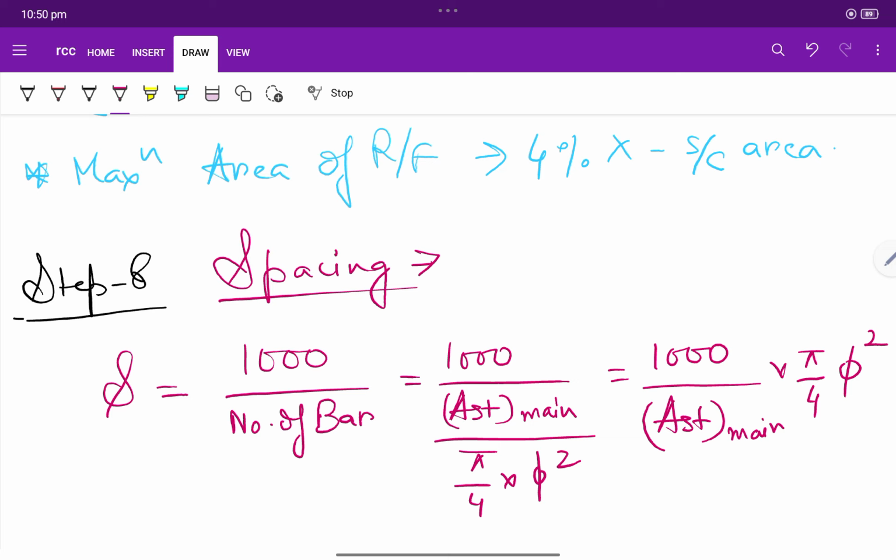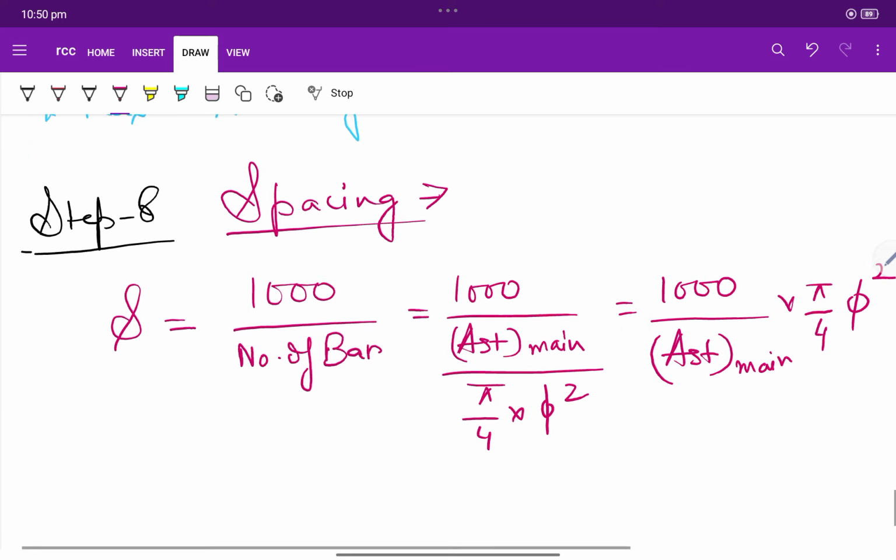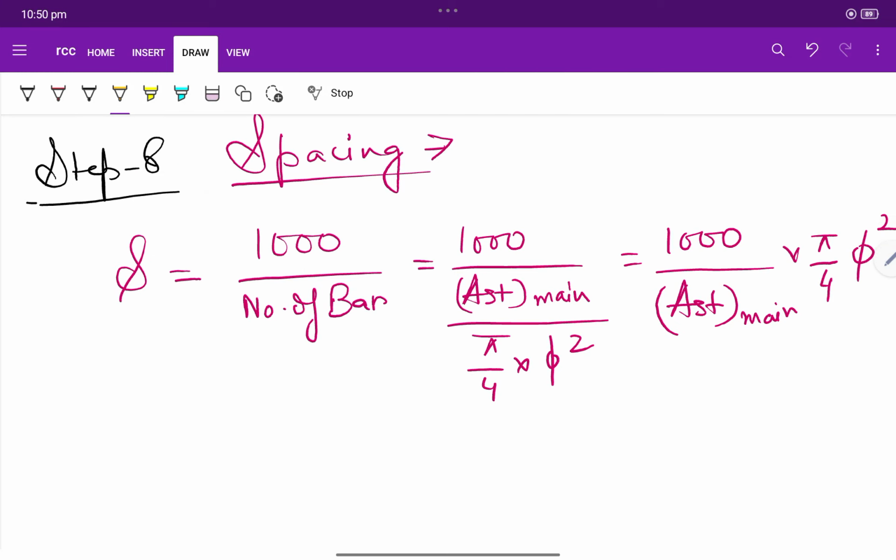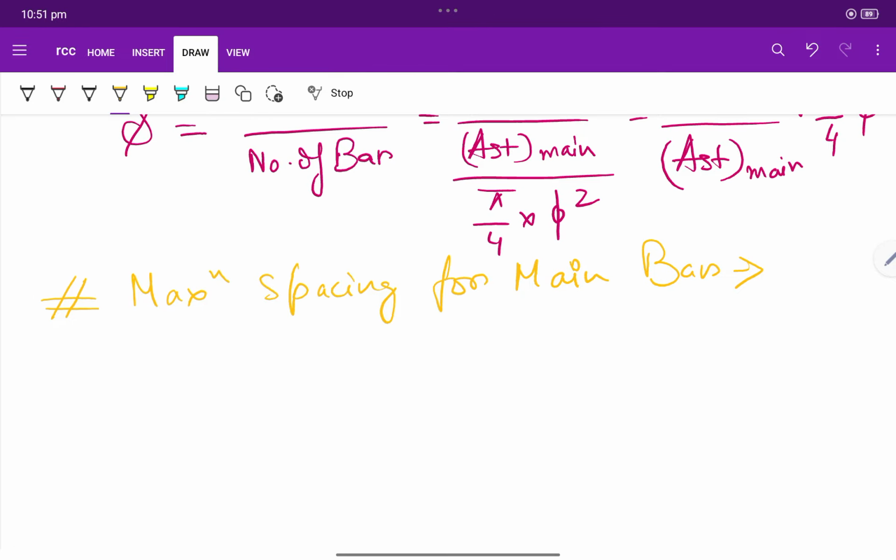There is also an IS code provision for the maximum spacing for the main bar. What is that? It should not be greater than 3 times the effective depth or 300 mm, whichever is minimum.